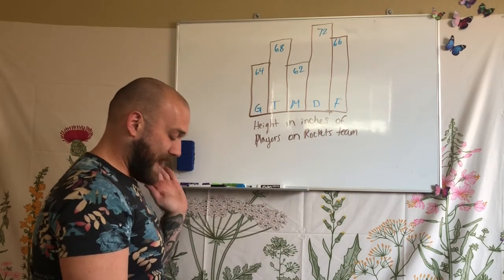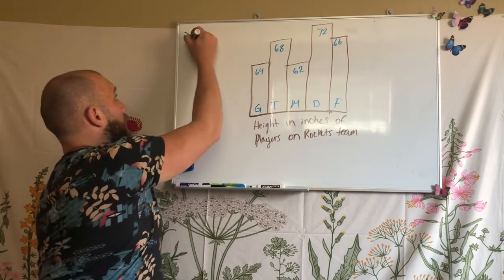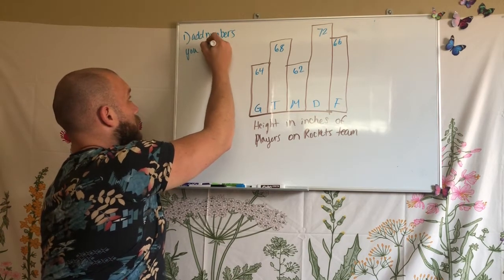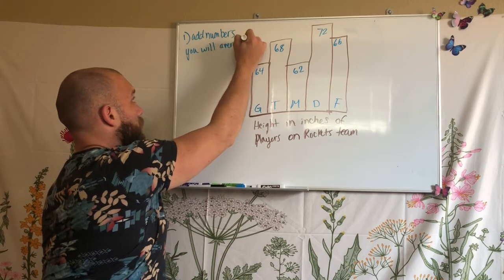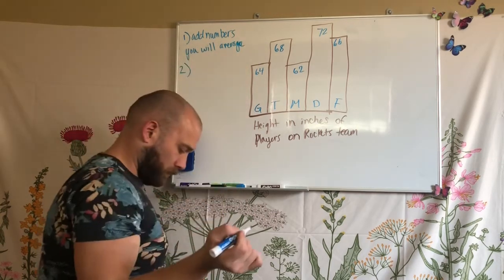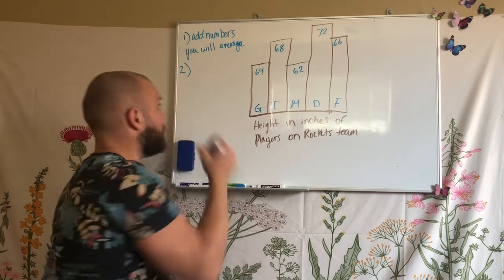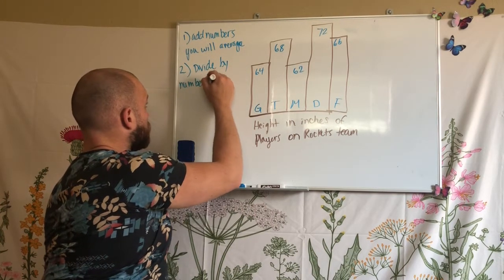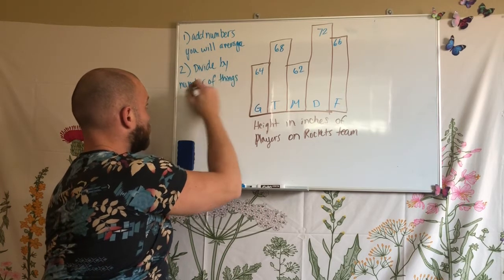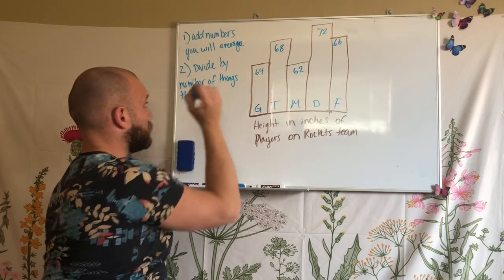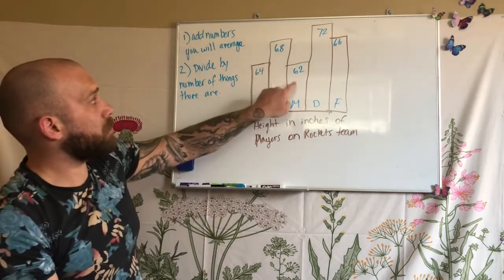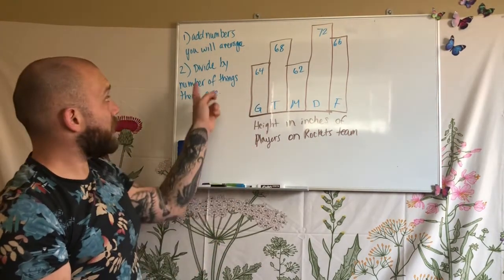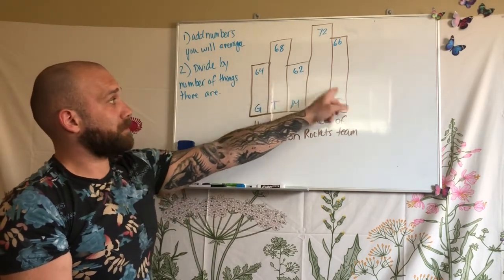Remember the steps. First, you add the numbers that you will average. Step 1, add numbers you will average. Step 2, divide by the number of things there are. So, first you're going to add up these 5 numbers, then you're going to divide it by what number? 5, because the number of things there are, there's 5 players here.